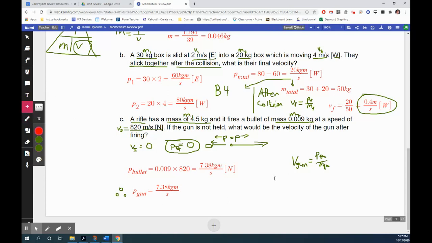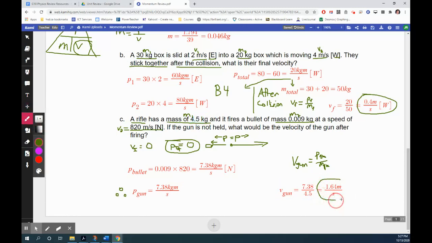And so what we get is the velocity of the gun equals the momentum of the gun, 7.38 kilogram meters per second, divided by the mass of the gun, which is 4.5 kilograms, clearly kilograms here. I'm taking that number from here. That's the mass of the gun. We get 7.38 divided by 4.5, which is 1.64 meters per second. So this is our final answer.